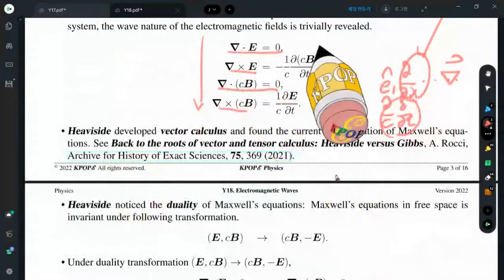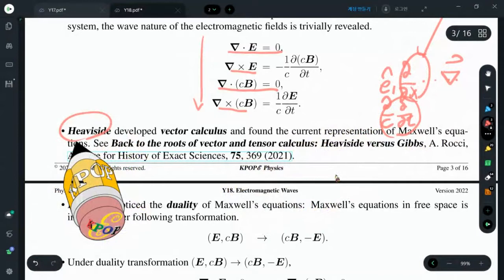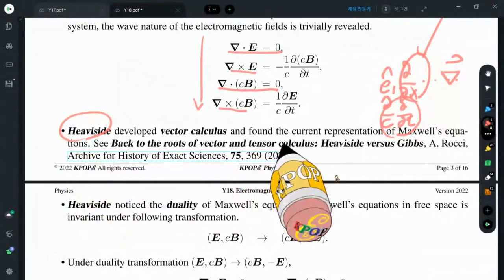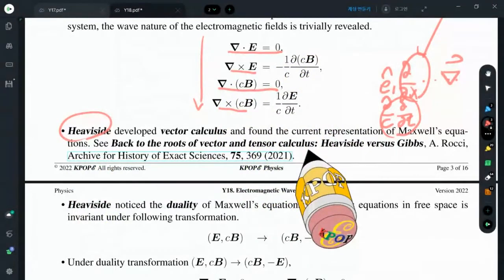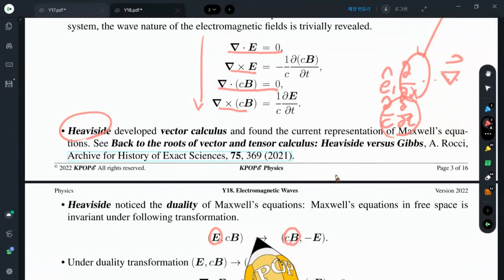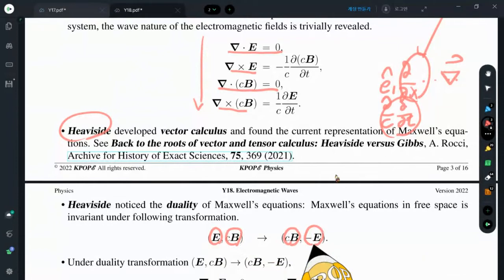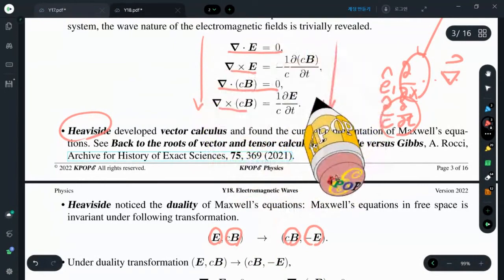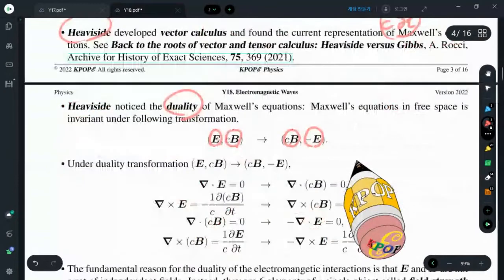Heaviside, who developed this kind of curl, divergence, and the vector calculus, noticed the symmetry among these four equations in free space. We learned that if the electric field is replaced by the speed of light multiplied by the magnetic field, and cB is replaced with minus the electric field, these four equations don't change at all. This is called the duality of Maxwell's equations.